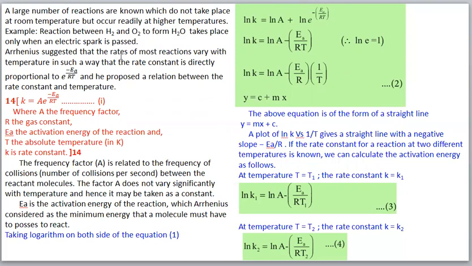Arrhenius suggested that the rate of most reactions varies with the temperature in such a way that the rate constant is directly proportional to e to the power minus Ea by RT. And he proposed a relation between rate constant and temperature. This is one of the very important questions. Question number 14.